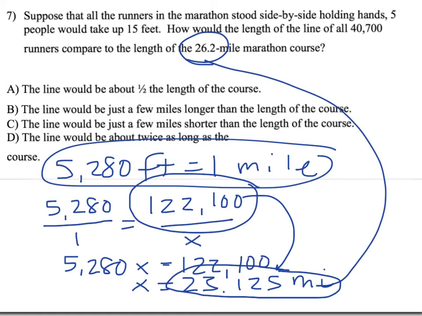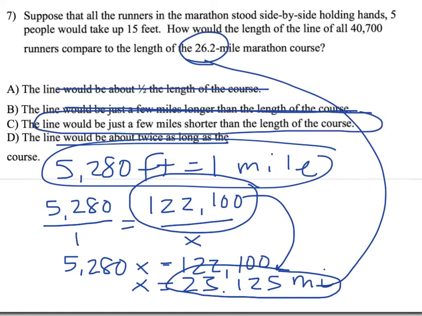full marathon. So that's what I'm going to look for. I'm not half as long, I'm not a few miles shorter, perfect. Twice as long, I'm not that. So since I crossed out, I know that the correct answer is C. 23 is a little bit shorter than the 26.2 mile marathon.